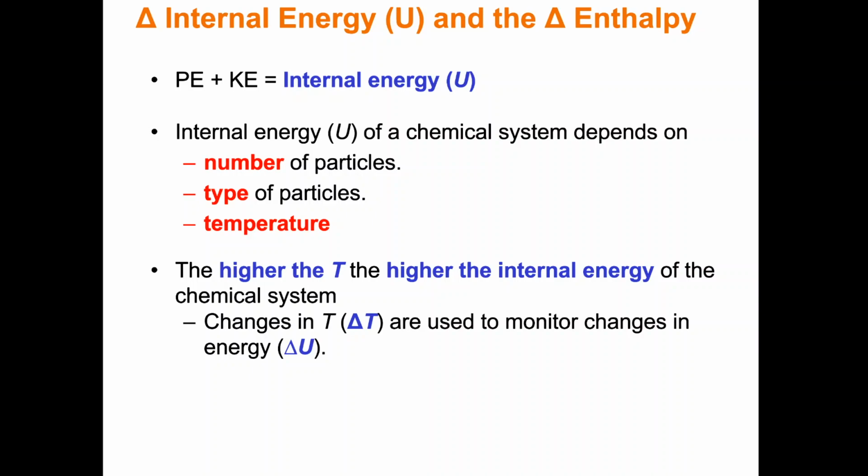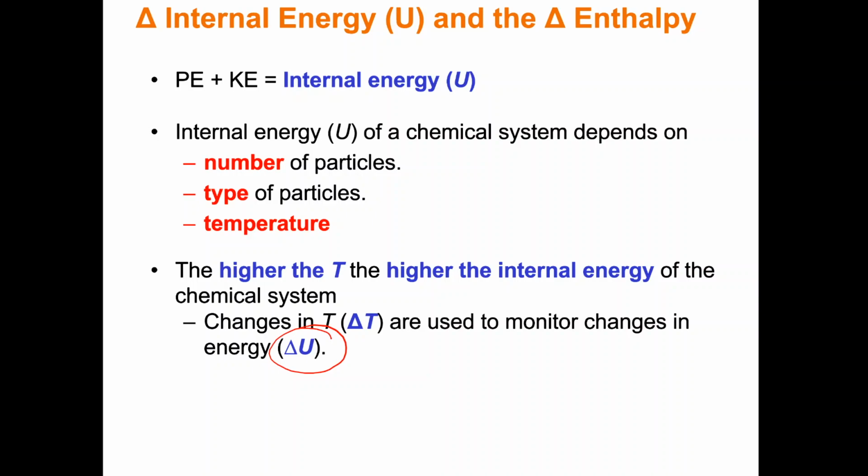If we increase the temperature, we know we're putting energy in. So the higher the temperature, the higher the internal energy of a chemical system. And changes in temperature, delta T, remember, are used to monitor changes in delta U. If we want to know how much my internal energy has changed, we're going to look at the change in temperature.